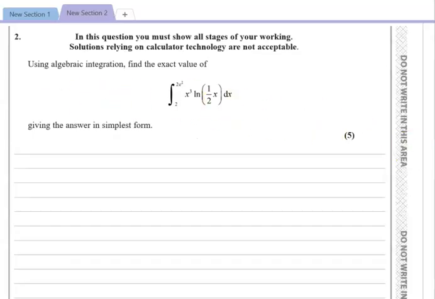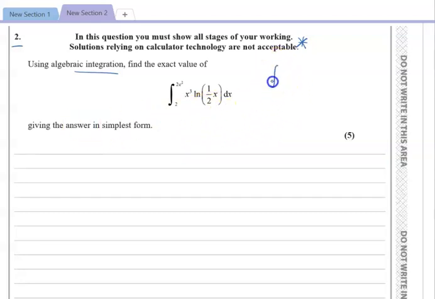Next question, question two, we have integration. Use algebraic integration to find the exact area. Remember they said all the working should be shown. So that means you can put this on the calculator and get the answer, but you need to show all the working out. So you're going to use integration by parts.